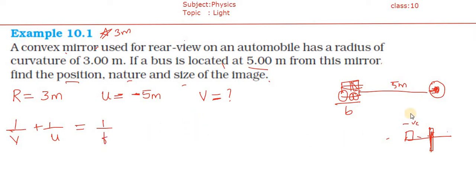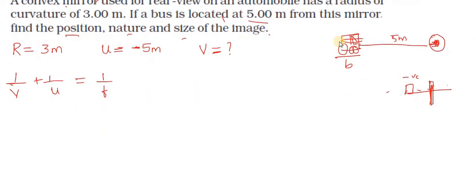1 by v plus 1 by u is equal to 1 by f. This is the mirror formula. And here f, the focal length, so what is f? We know that r is equal to 2f.